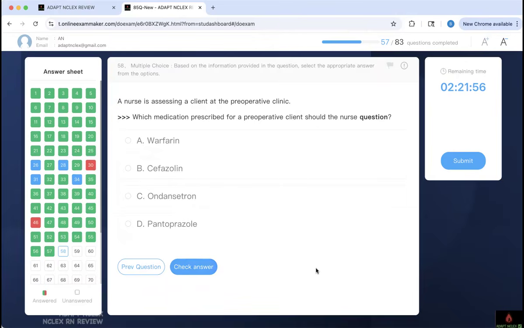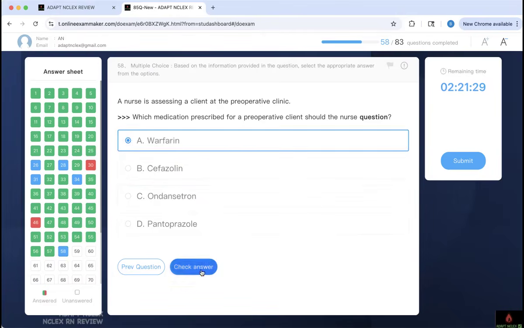And this is assessing a client at the perioperative clinic. Which medication prescribed for a perioperative client should the nurse question? Surgery, bleeding. Therefore, warfarin, acetazolamide, or Nitro, PPI. Which one should you question? PPI, what do you think? Stop the video, pick your answer, let me know. But PPI is for reflux, Nitro for nausea, antibiotic for the surgery, warfarin, you bleed.